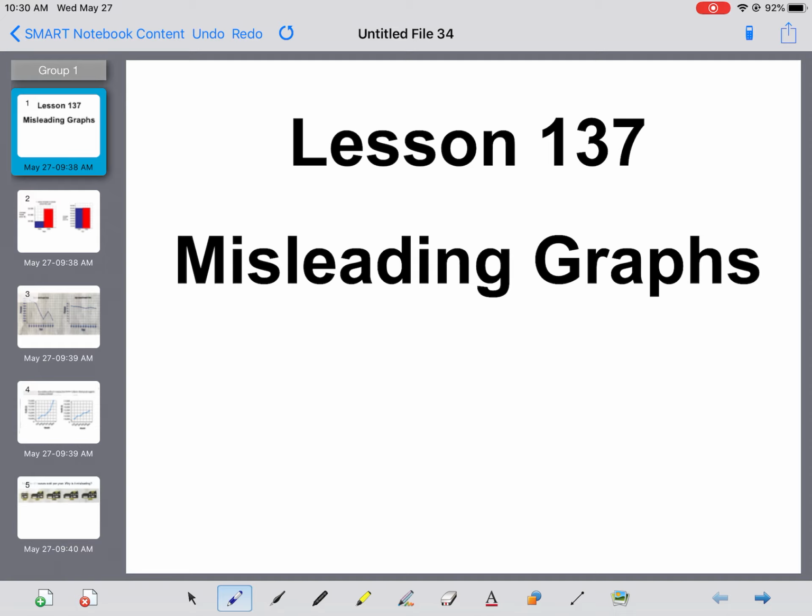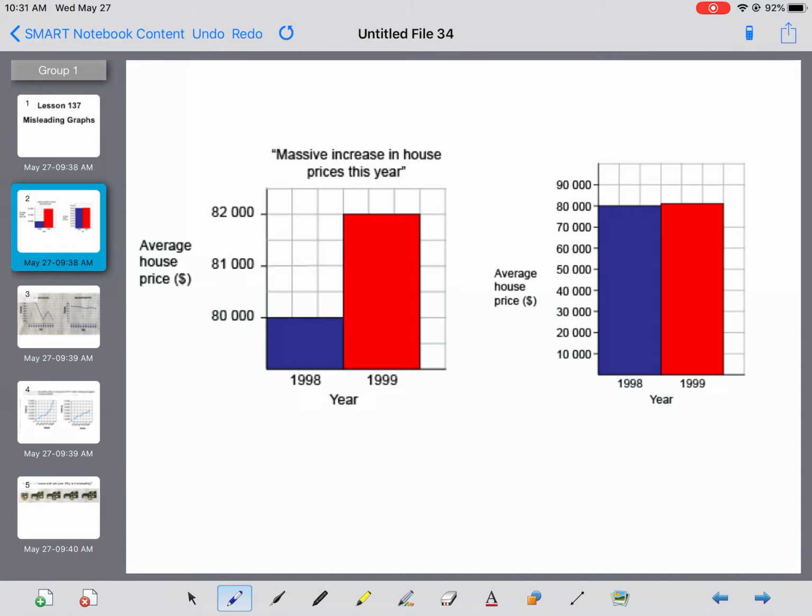So it's going to have the data on it and it's going to look a certain way. If you take a quick glance at the graph, you might draw certain conclusions about that information, but it's actually going to be inaccurate in terms of your conclusions about that data. That'll make more sense once we look at some examples. So let's start with the first one here.